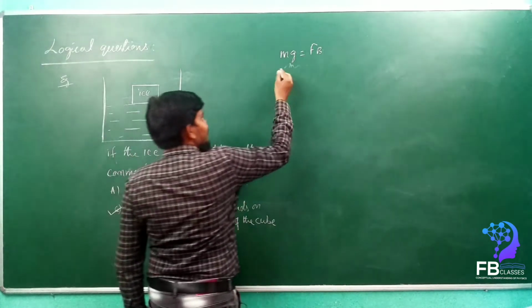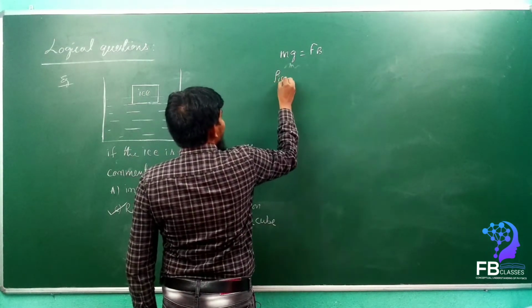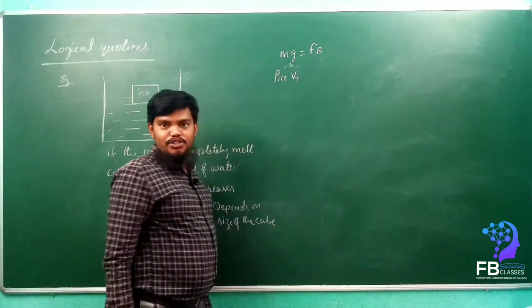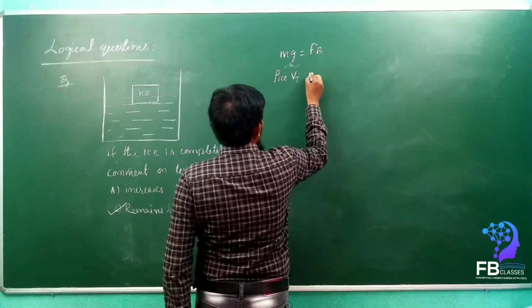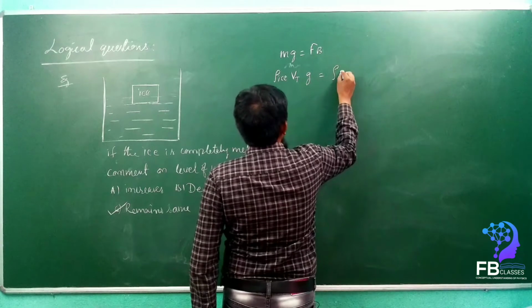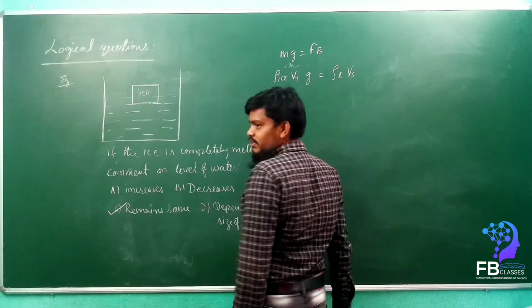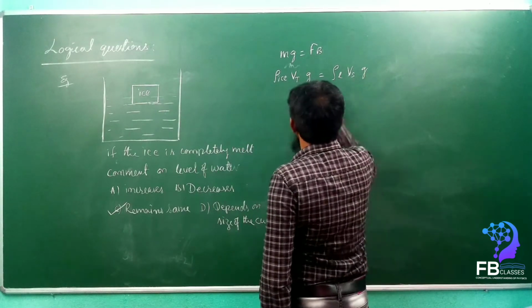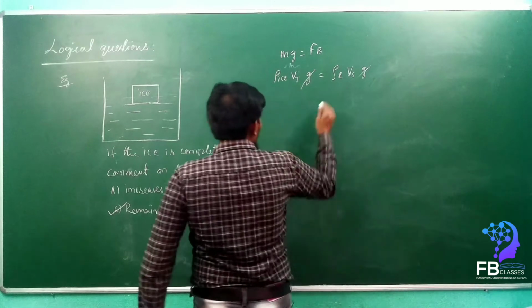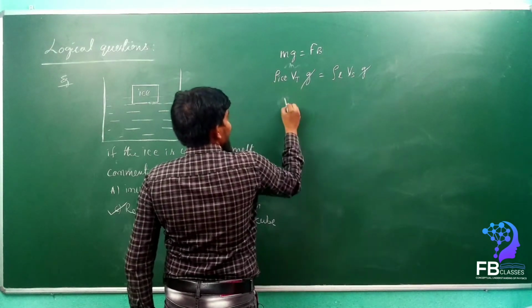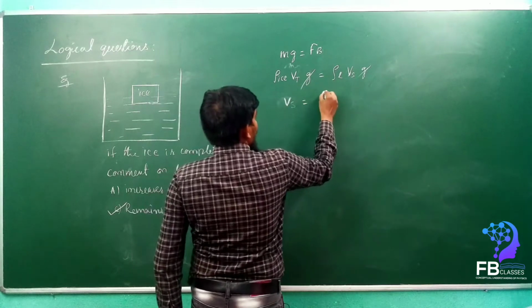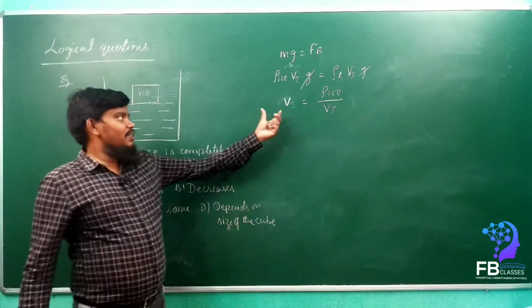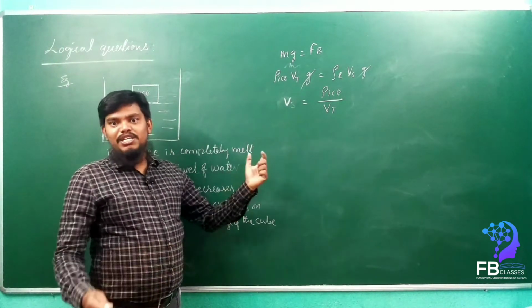What is mg? Mass is nothing but density of ice times the total volume of the ice cube. Then g is equal to the buoyancy: density of the liquid times the submerged volume, times g. Then g gets cancelled. What is the submerged volume? Vs is equal to rho ice by rho water times V total. Are you getting my point? This much water will be displaced by the ice cube.